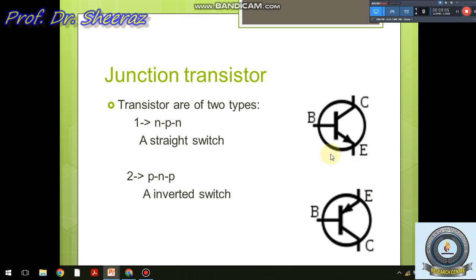And if we reverse the connections, that is N becomes the P and P becomes the N, it means that the emitter and collector are positively biased and base is negatively biased, then it is called a PNP transistor or an inverted switch. In the diagram you can see, if we are connecting an NPN transistor, there is an arrowhead which is going out, but in the case of PNP there is an arrowhead which is going in towards the base. So this is actually the symbolic configuration of the 2 transistors.